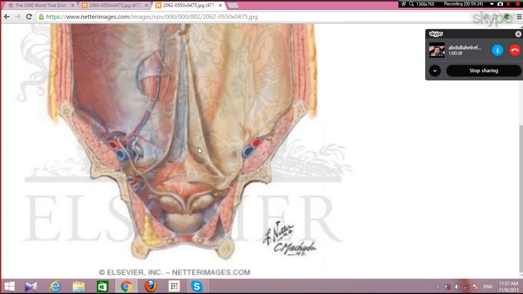Then we have the medial inguinal fossa. It's here and here. Between which folds? Between the medial and lateral fold. So this is called the medial inguinal fossa. Then we have the lateral inguinal fossa here and here. It's lateral to the lateral fold. So we have the supravesical fossa, medial inguinal fossa, and lateral inguinal fossa. 6 fossae.